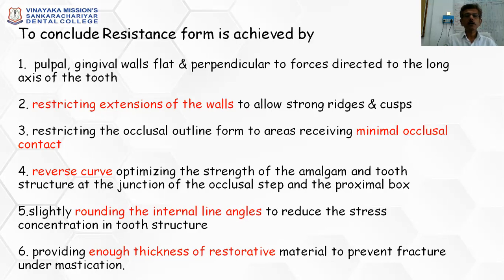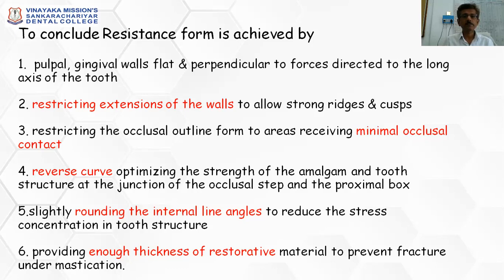To conclude, resistance form can be achieved by pulpal and gingival walls being flat, perpendicular to the forces that are directed to the long axis of the tooth, restricting the extension of the walls to allow strong ridges and curves. As I said before, it's quite important that you fortify the cusp by not destroying them iatrogenically, thereby weakening the tooth structure, restricting the occlusal outline form to areas receiving minimal occlusal contact.